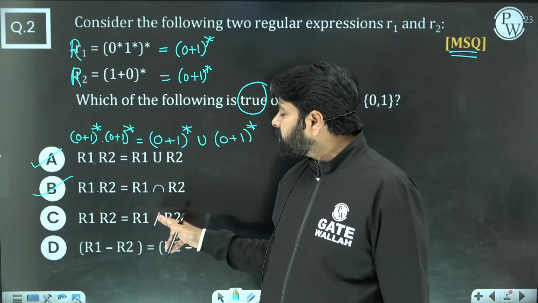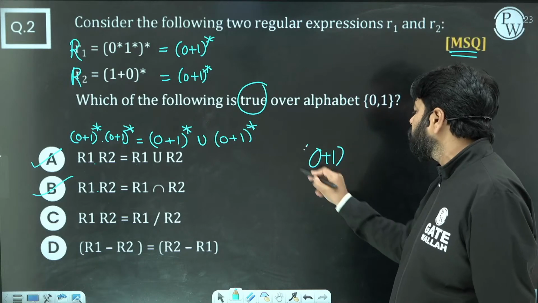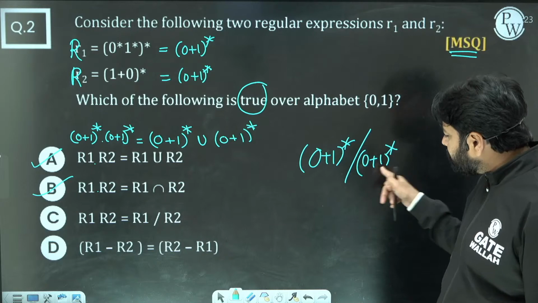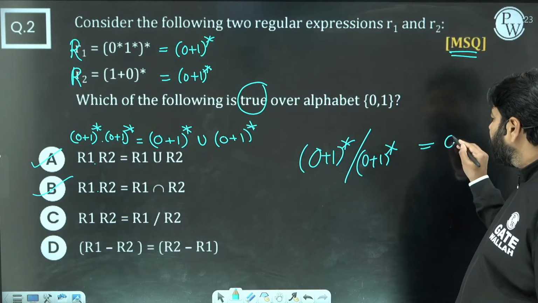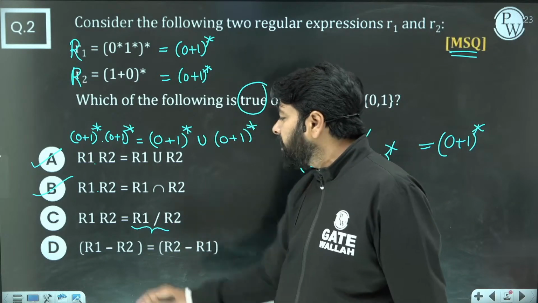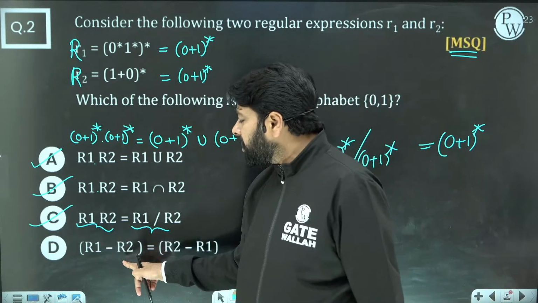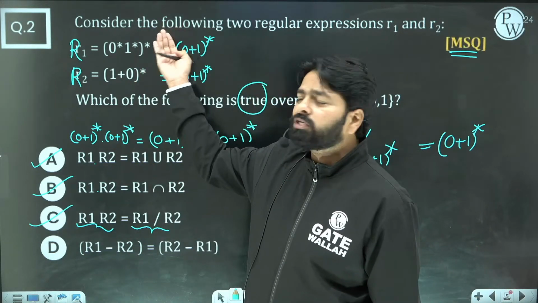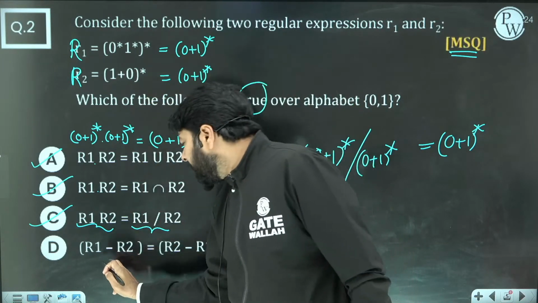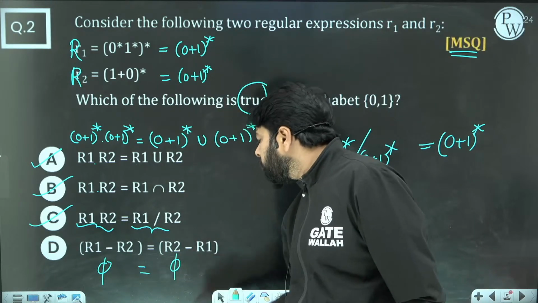Now R1 quotient with R2, you know, right? (0+1)*, we did this in the Super 30 also. Because of epsilon being there, you will get (0+1)*. So this one also gives (0+1)*. The next one, R1 minus R2: from (0+1)* you delete another (0+1)*. So what do you get? Phi. From R2 you delete R1, the same phi, it is also the same.